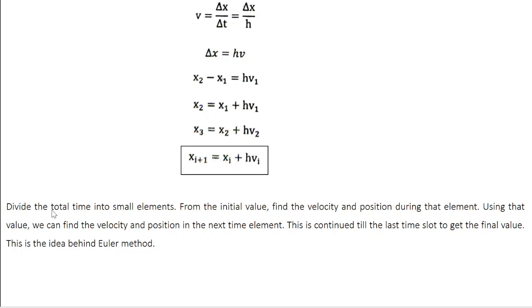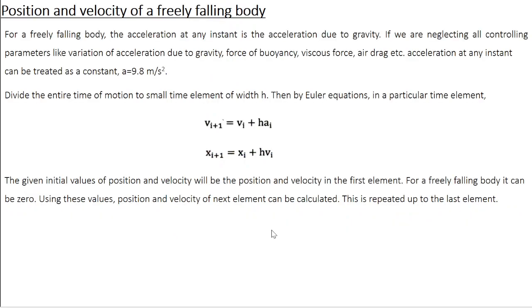So what we are doing here is dividing the total time into small elements. From the initial value, find the velocity and position during that particular element. And using that value, you can find velocity and position in the next time element. This is continued to the last time slot to get the final value. Now let's apply this technique to find position and velocity of a freely falling body.